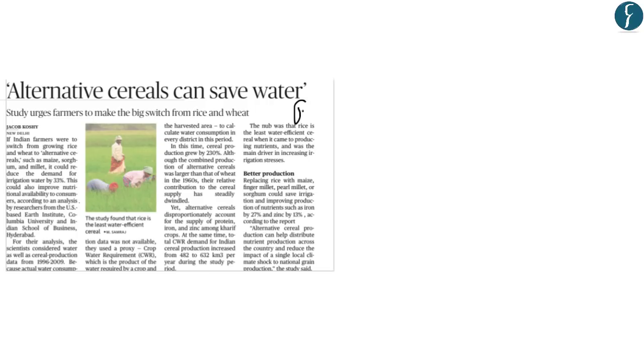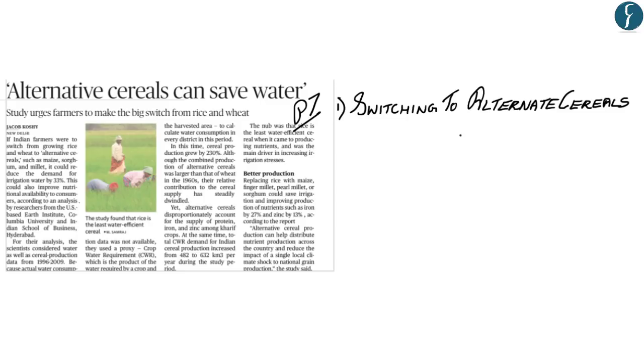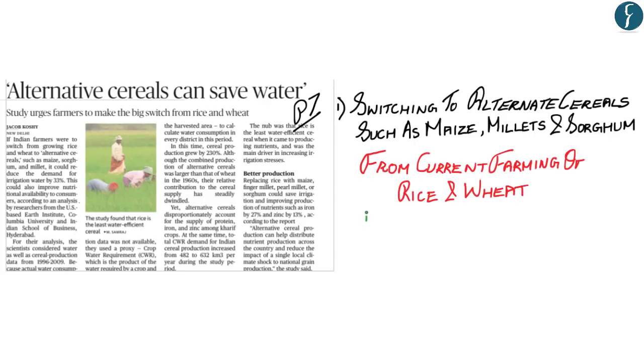Now we have taken this article from page 7. Now there are two basic facts that you need to understand from this article. Is that switching to alternate cereals such as maize, millet, and sorghum from the current farming of rice and wheat, then firstly, it can reduce the demand for irrigation water, and secondly, improve the nutritional availability to the consumers.